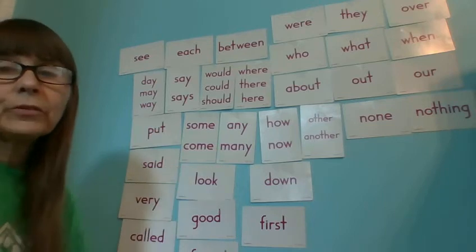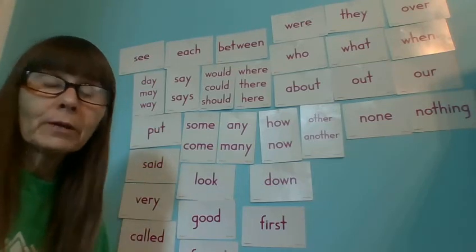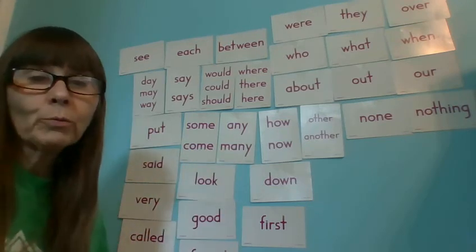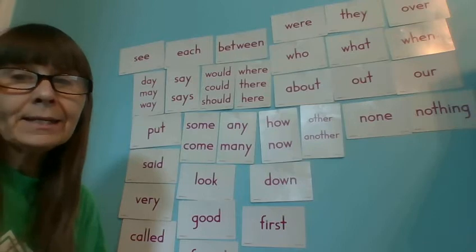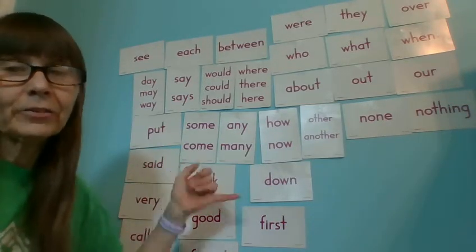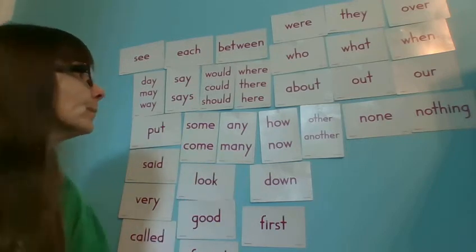Here we have our rhyming words some and come. Again, some is a frequently used word, especially in math, so it's good to know it. Any and many, also rhyming words. Any, the difficult part is that the A sounds like an E. Same is true with many, the A sounds like an E.